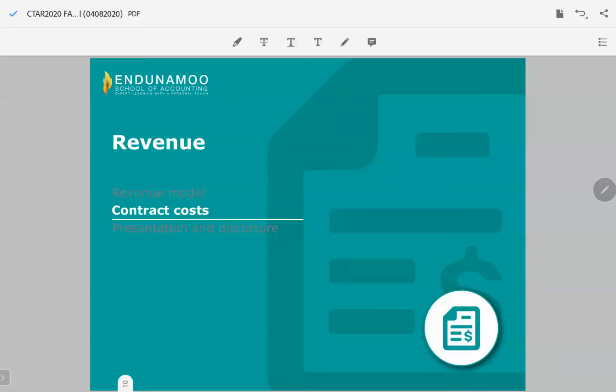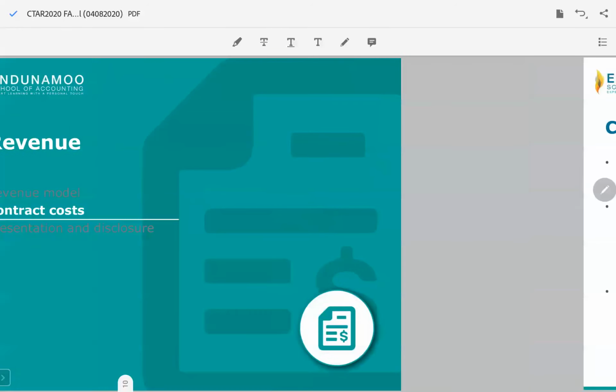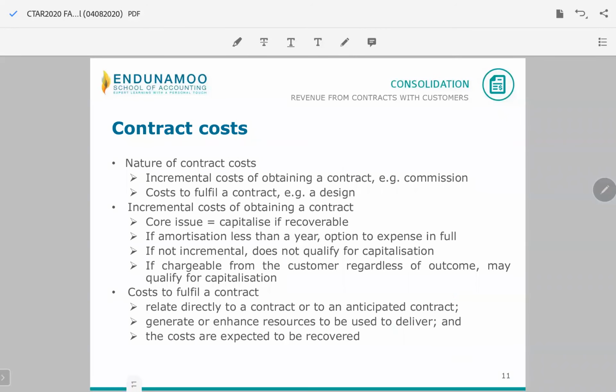So contract costs, as I mentioned, there are two types of costs we are worried about: the ones that we incur in obtaining a contract and the ones that we incur to fulfill a contract. They are different. So what will be the incremental cost of obtaining a contract? It will be the likes of sales commission. When you say to someone, sell so many items and then do what?